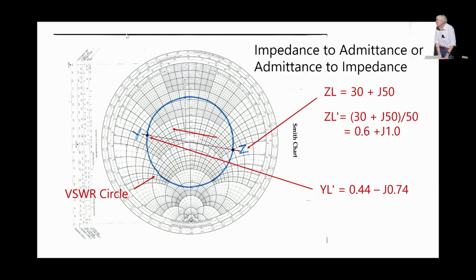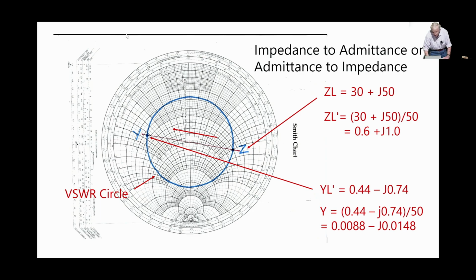Now you've got to remember when you realise that admittance, you've got to divide by whatever the characteristic impedance of the transmission line is, whereas with the Z, you've got to multiply by. So you end up with fairly small numbers for the admittances. There's an example where we've got 0.0088 minus J0.0148.